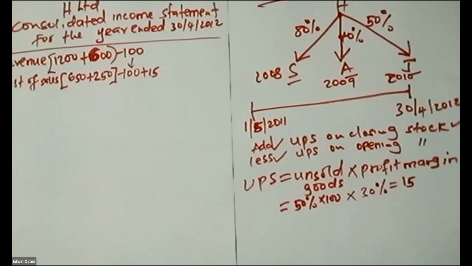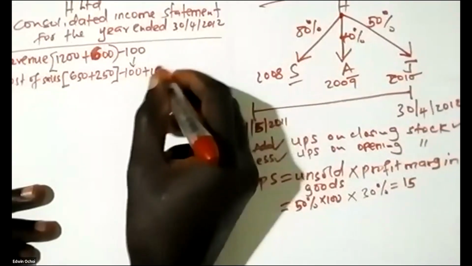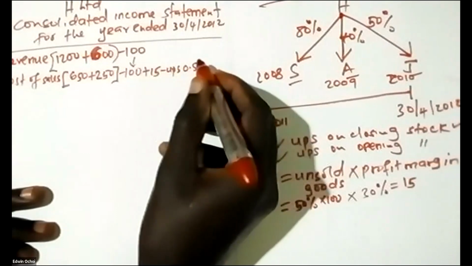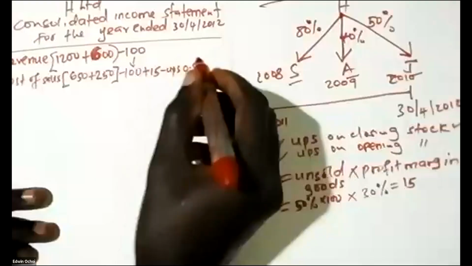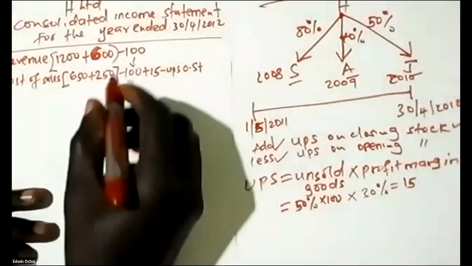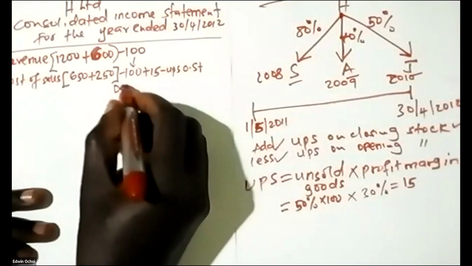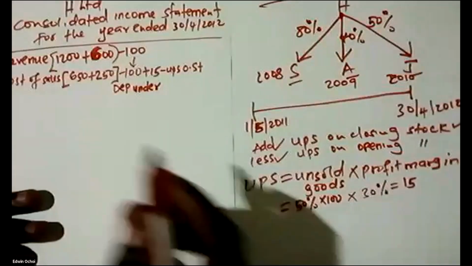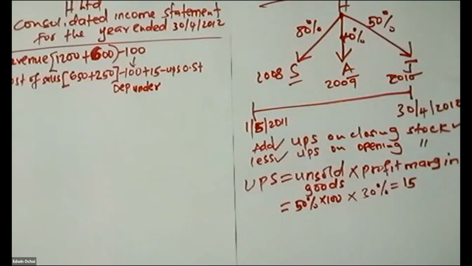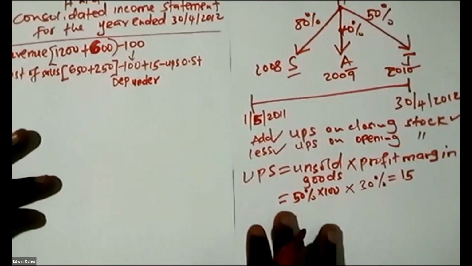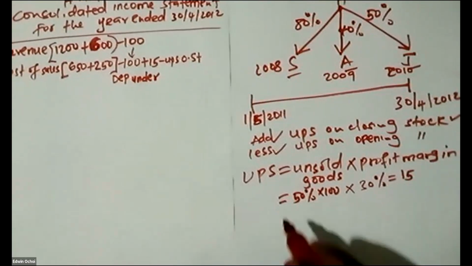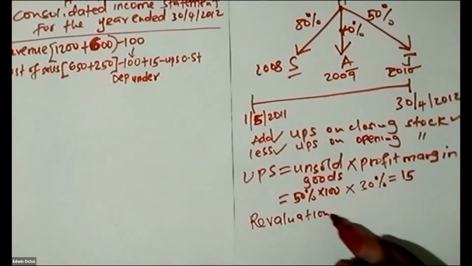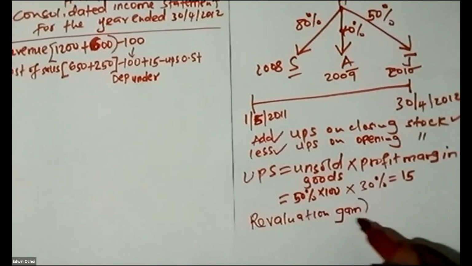Then you talk about depreciation. So I've said here you minus UPS opening stock. Then you add a depreciation undercharge. So depreciation undercharge is due to revaluation. It's due to revaluation gain.